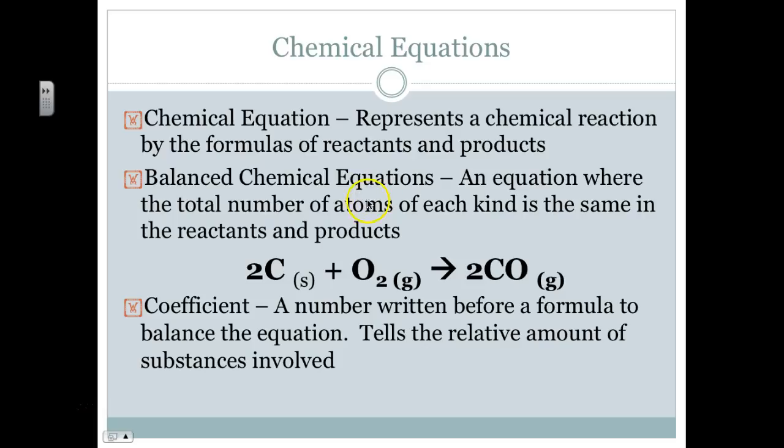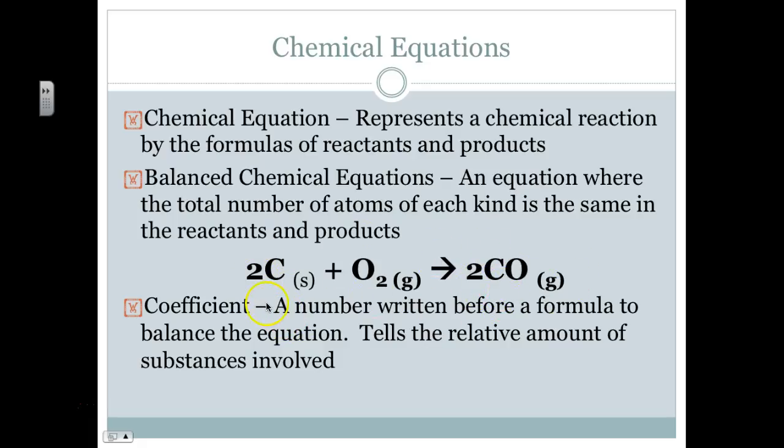It's an equation where the total number of atoms on each side, reactants and products, for each kind of element is the exact same. So, for example, there are 2 carbons on, this is known as the reactant side, which we'll get to. There are 2 carbons on the reactant side. There are 2 carbons on the product side. There are 2 oxygens on the reactant side. There are 2 oxygens on the product side. That would be a balanced equation.